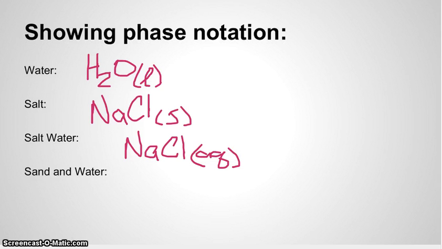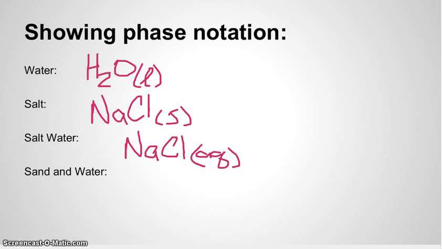So when you see this aq, that's the only one of our phase notations that tells us that we have a mixture in that one formula. So NaCl solid, not mixed, is just a solid compound. Aq means it is dissolved in water, it is a mixture.